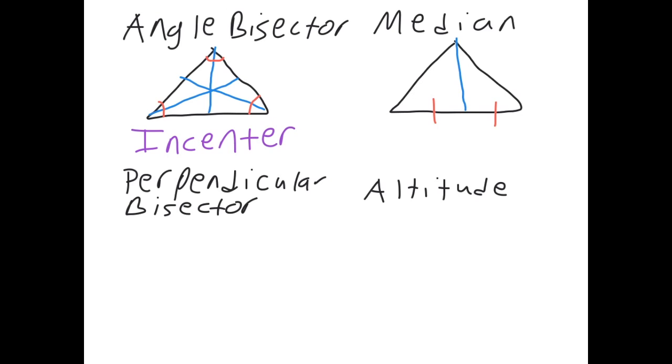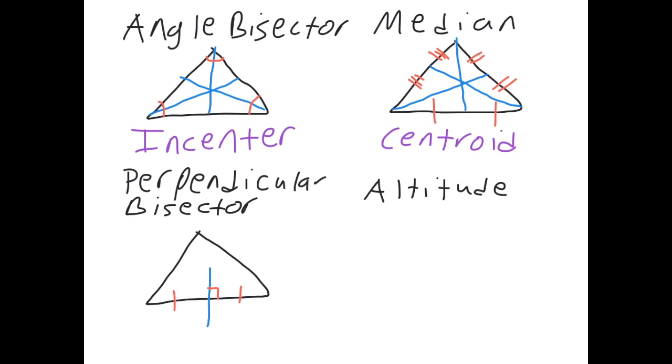The median is the line from a vertex that cuts the opposite side into 2 equal parts. So notice with the 2 lines I marked, those are marking that both of those sides are equal to each other. And if we draw all 3 medians, we get what's known as the centroid. So again, this middle part right here, this point is known as the centroid.